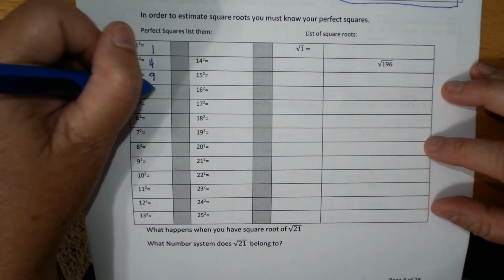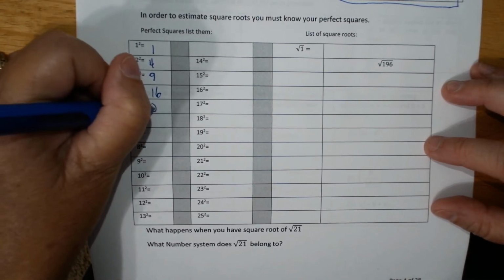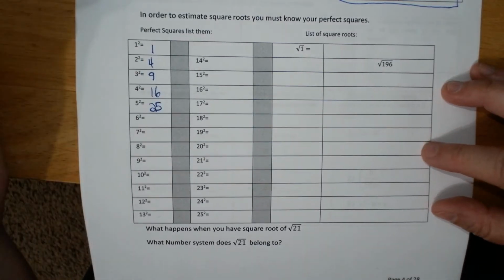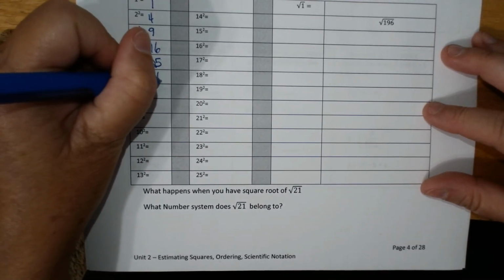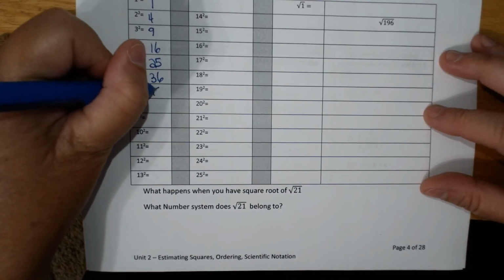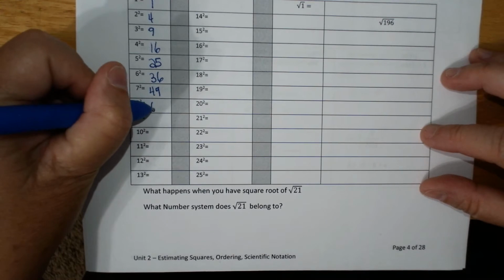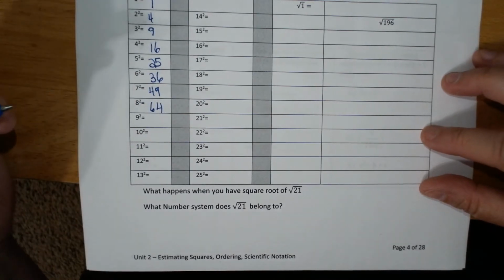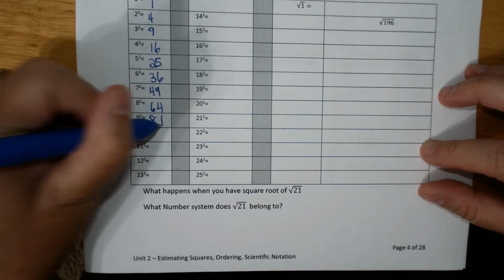4 squared is 4 times 4, which is 16. 5 squared is 5 times 5, which is 25. 6 squared is 6 times 6, which is 36. 7 squared is 7 times 7, which is 49. 8 squared is 8 times 8, which is 64. 9 squared is 9 times 9, which is 81.